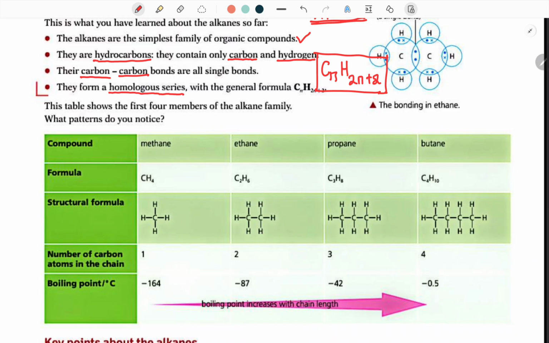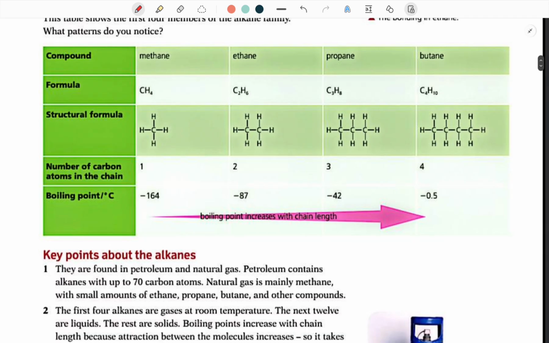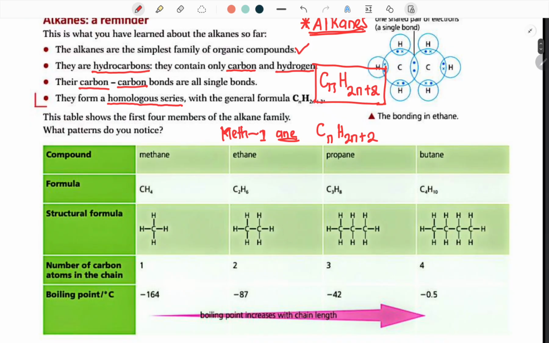Now, I want you to look at the pattern of this particular table that you are able to see on the screen. Methane. By now you should know that meth simply means one carbon atom, and the ane is coming from the last part of the word alkane. So this one is methane. How do you write methane using the formula? Remember our formula was CnH2n+2.